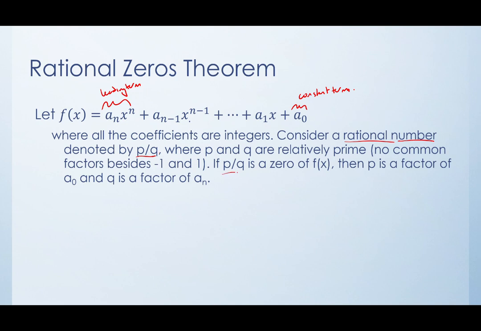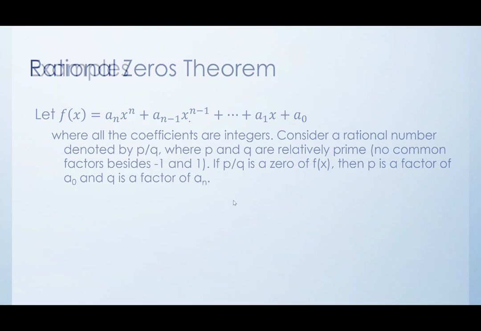And if p over q is a 0 of f of x, then p is a factor of a sub 0, and q is a factor of a sub n. We're going to reverse that and say, if I list out all the possible factors of a sub 0 and all the possible factors of a sub n and make all the different p over q possibilities, it might still be a lot, but it's a whole lot less than an infinite number of numbers to try. Okay, so let's do that.